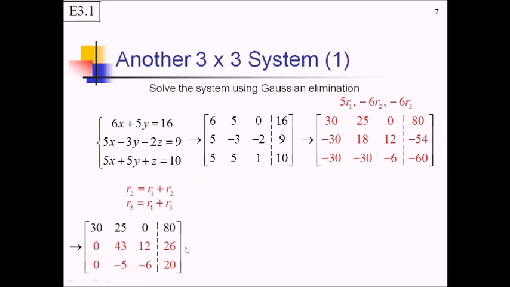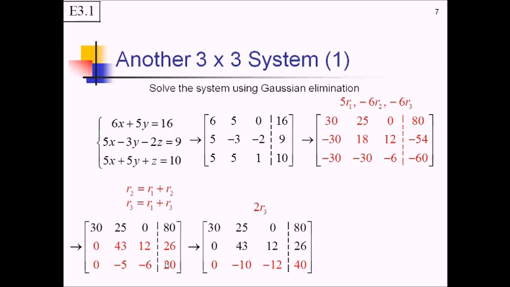All right, let's focus on getting the 25 and the -5 to be zeros now. Although, actually, that looks kind of nasty because that 43 is there. So I'm actually going to chicken out on those, and I'm going to focus on getting this 12 to be a 0. Let's go for the low-hanging fruit here. So to do that, I'm going to multiply row 3 by 2. So that's -10, -12, and 40. And then add row 3 to row 2.